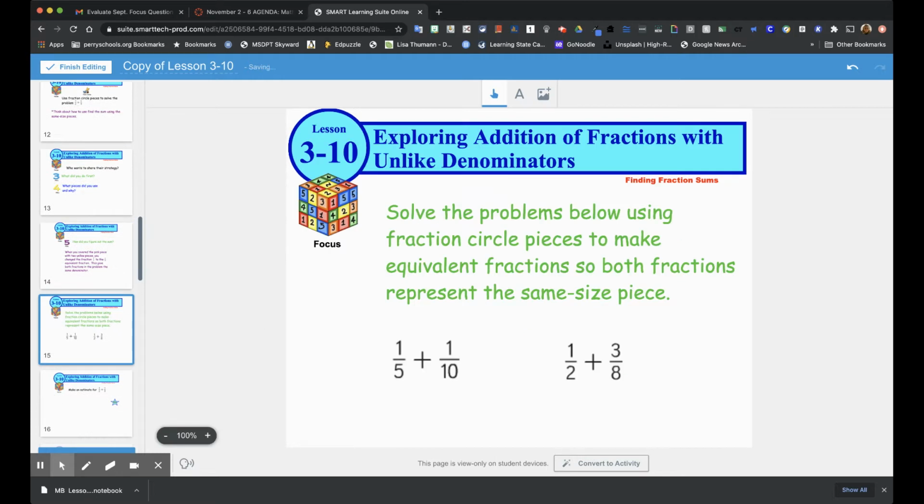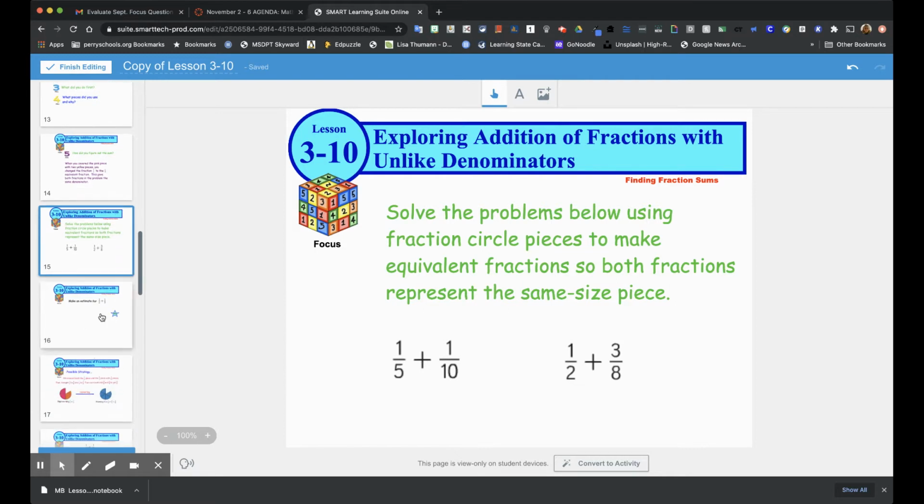So take a look at these two problems here. I want you to try that same thing again. Solve the problems using fraction circle pieces to make the equivalent fractions so both fractions represent the same size piece.